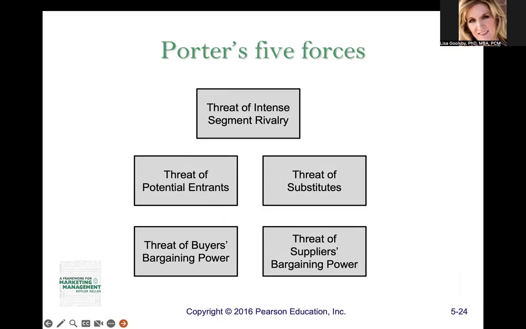So, one of the things that we always have to look at is Porter's five forces. So, there's threat of intense segment rivalry. I have definitely got that in the coffee market. I used to be the only coffee place in my town when I opened 12 years ago. Now I've got seven other coffee places. So, intense segment rivalry, all looking for the same consumer.